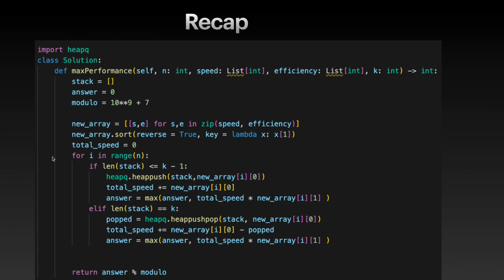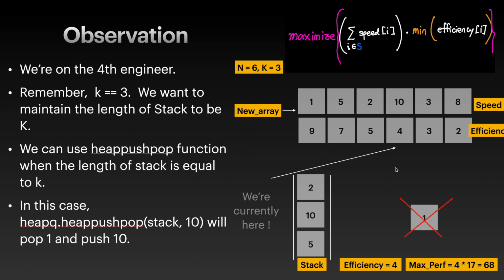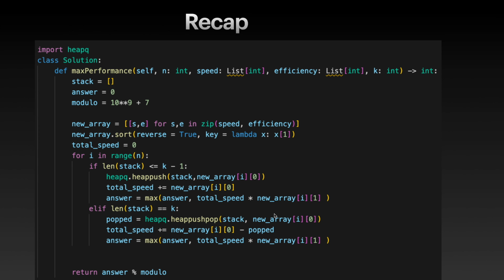So let's look at the code here. So this is our code. Our stack is the heap structure, min heap. So this is our min heap, and we have an answer variable initialized to be 0, and we also have a modulo here. Then we have new array. That's the one you just saw here. Then we'll be using the zip function, and so that's how we create our new array.